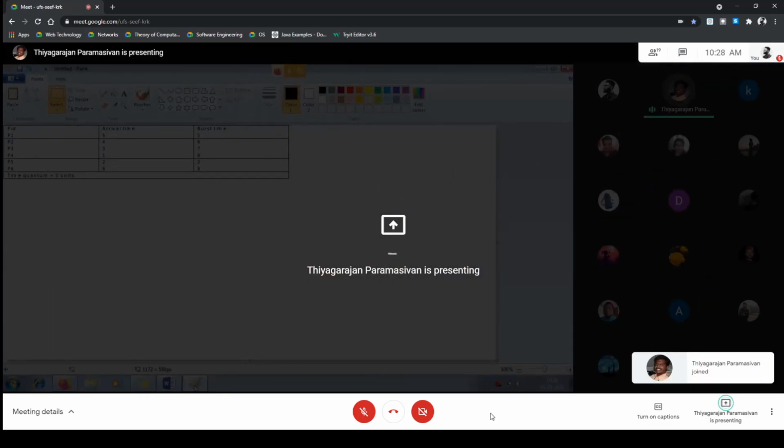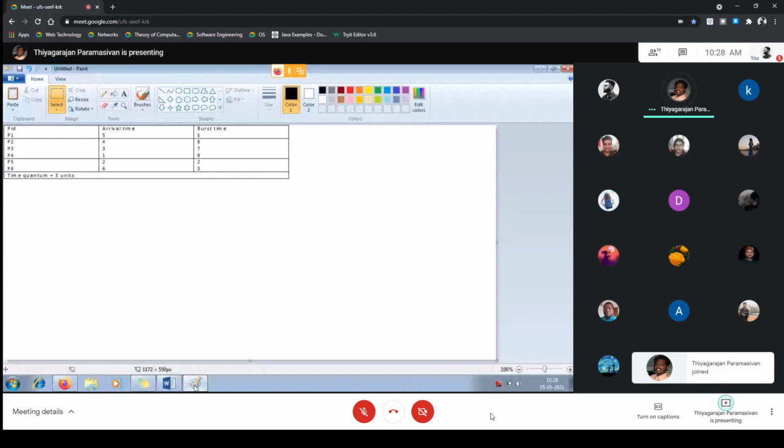Can you see the problem? Yes, sir. So in Microsoft Paint, can you see it? Please write the question: solve the scheduling algorithm using round robin, and then write this problem. We have P1, P2, P3, P4, P5, P6, with arrival time and burst time, and the time quantum is 3 units. Please write the question and let me know, then we can proceed further.